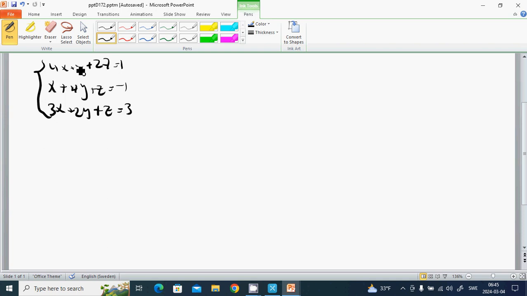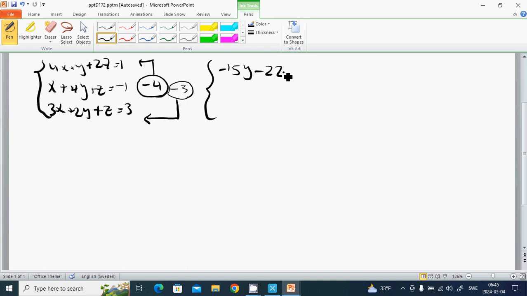We have 4x here and x, we eliminate minus 4 plus this and minus 3 plus this, then it's left minus 16 plus 1, minus 15y, minus 4 plus 2, minus 2z. 4 plus 1 equals 5, and this is here, and minus 3x is then minus 12 plus 2, minus 10y, and the minus 3z plus minus 2z equals 3, 3 is 6.